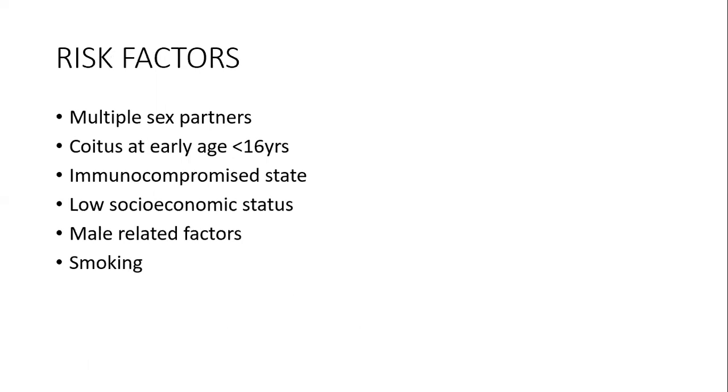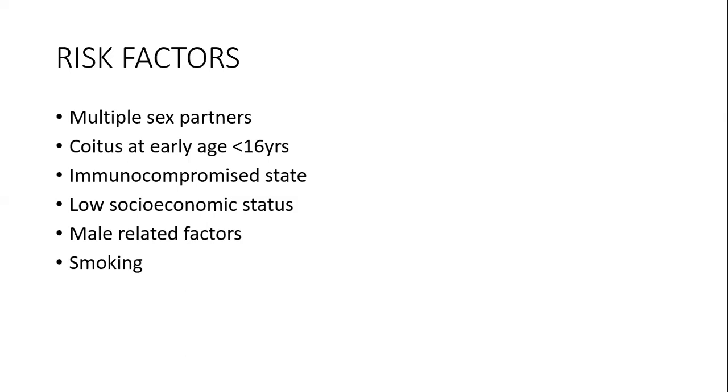What this means is that you are now predisposed to getting the virus from so many people. Introduction of coitus at a very early age, less than 16 years, increases the risk of a woman contracting the virus. Other risk factors include immunocompromised states, low socioeconomic status, and male-related factors, like a partner who is a high-risk consort, meaning he goes around sleeping with other women, ends up carrying the virus and then infecting his partner.